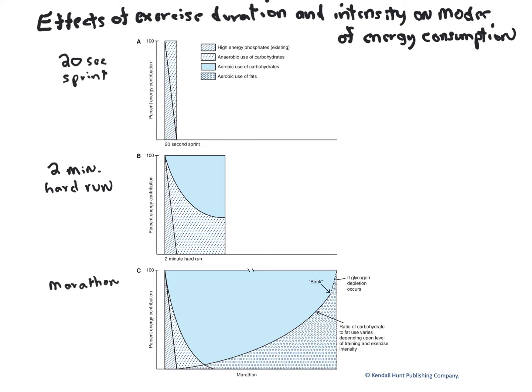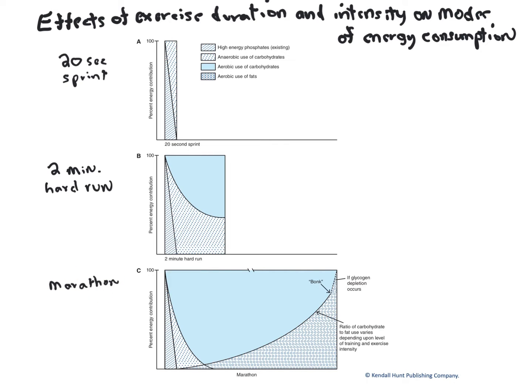Here we look at the effects of exercise duration and intensity on modes of energy consumption. We'll consider three specific but very different running scenarios: a 20-second sprint, a 2-minute hard run, and a marathon.